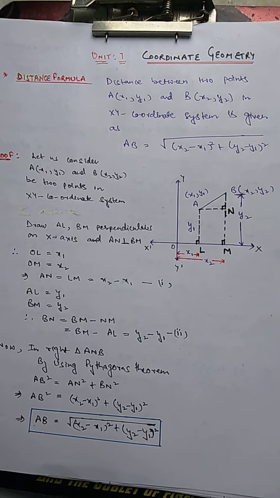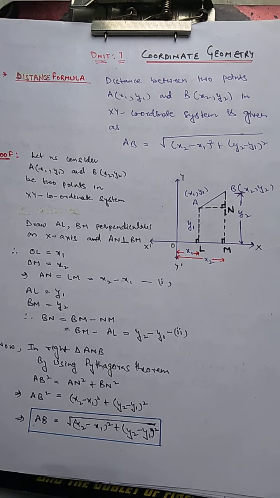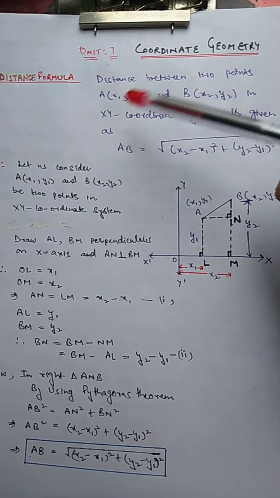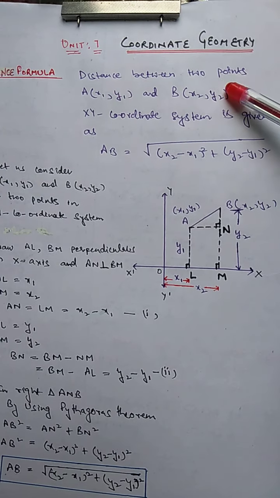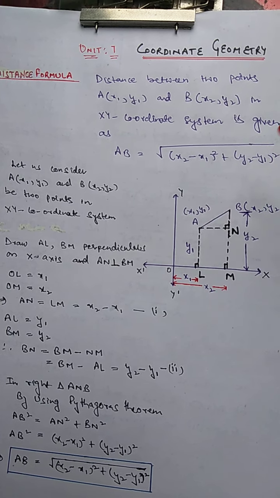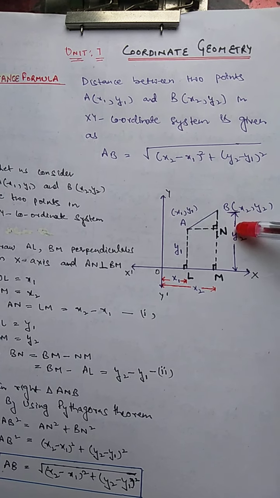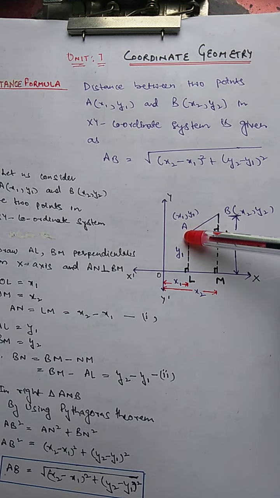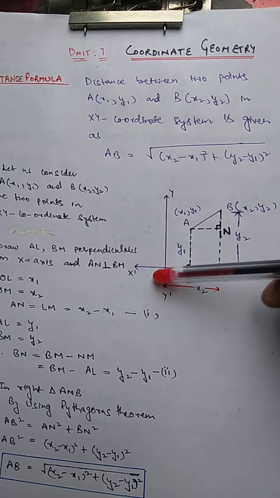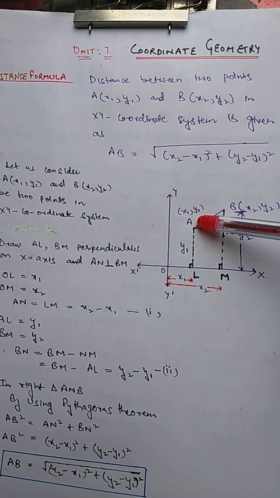So before proceeding towards the unit, let us study the formulas that we have to deal with in this unit. So first of all, there is the distance formula. The distance formula states that the distance between any two points, suppose A and B, which are located in the xy coordinate system and having the coordinates x1, y1 and x2, y2 respectively. x1, y1 means the distance of A from the y-axis is x1 and the distance of A from the x-axis is y1. That is why its coordinate is x1, y1.